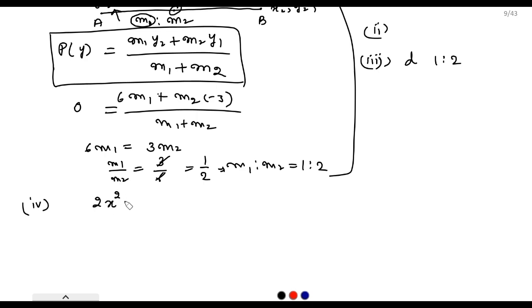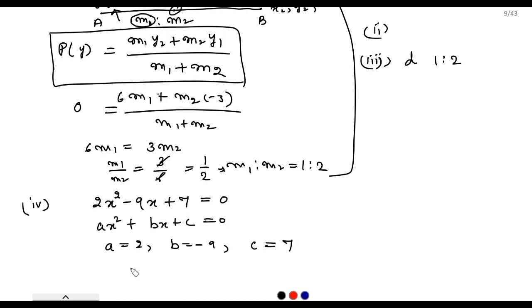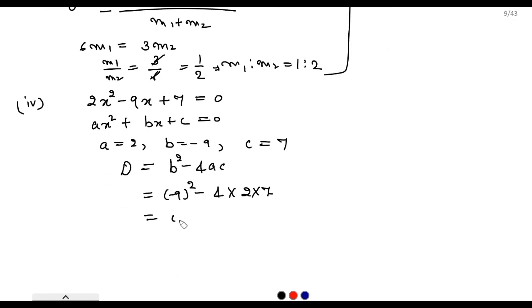The equation is 2x² minus 9x plus 7 is equal to 0. Compare this equation with the standard quadratic equation ax² plus bx plus c. a is 2, b is minus 9 and c is 7. Now find the value of discriminant D, b² minus 4ac. Discriminant is 25. This is positive and a perfect square.